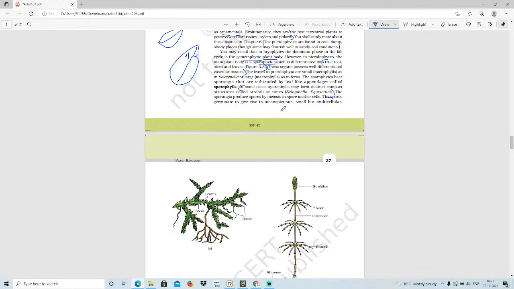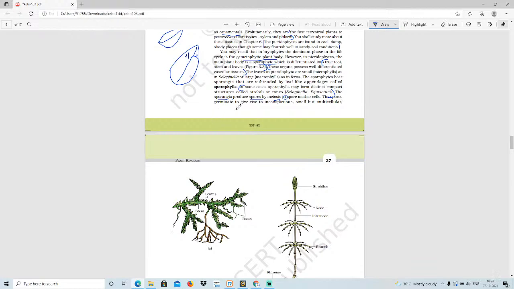The sporangia produce spores by meiosis in spore mother cells. The meaning of sporangia itself is a spore-producing structure. The job of sporangia is to produce spores by meiosis, like we always know that spores are produced only through meiosis. This sporangia will have spore mother cells in them, so the spores are produced from the spore mother cells. There is a small mistake in the sentence here, but the meaning is this: the spore mother cells in the sporangia produce spores by meiosis. That is how this sentence should have been written.